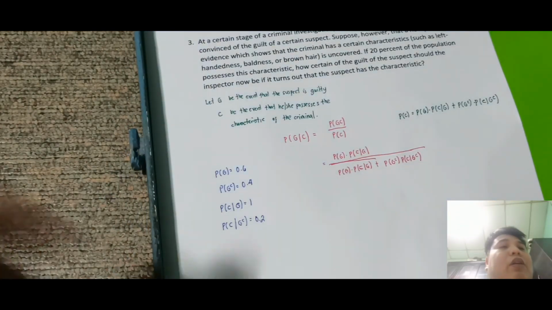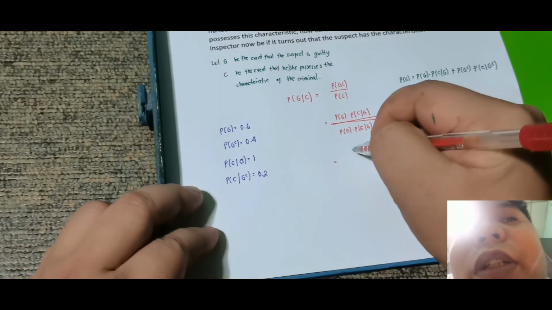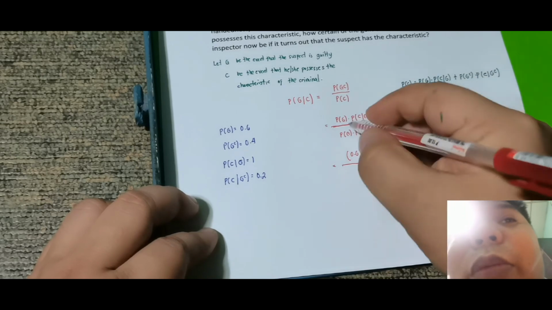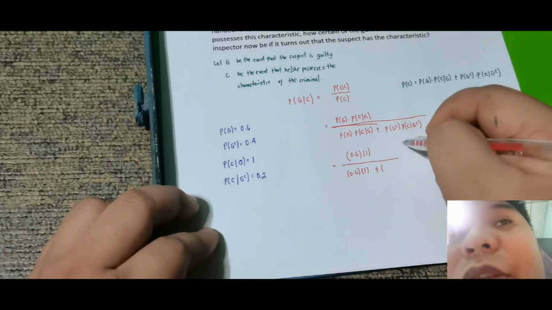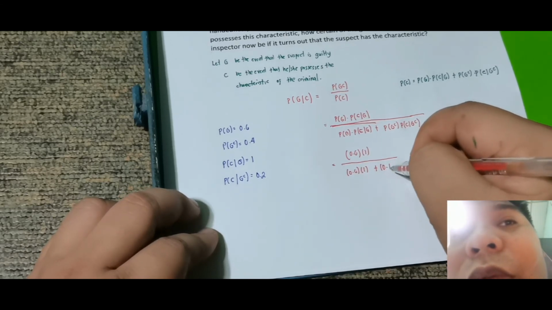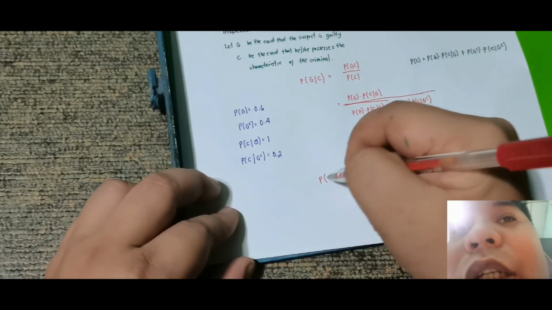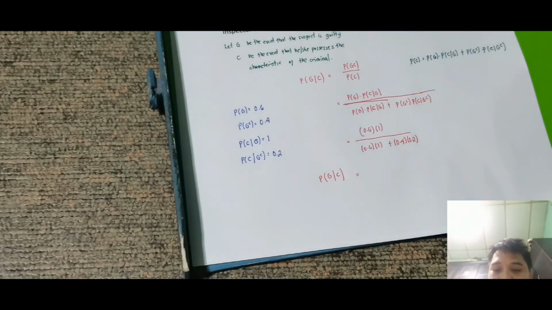Okay, so now, let us proceed dito. Let us substitute all the given information na kuha natin. Probability of G is 0.6 times 1 all over probability of G is 0.6 times 1 plus probability of G complement is 0.4 times 0.2. So now let us compute ano yung probability na guilty siya given na may characteristic siya na pagiging criminal. So compute natin, that is 0.6 over 0.6 plus 0.4 times 0.2.